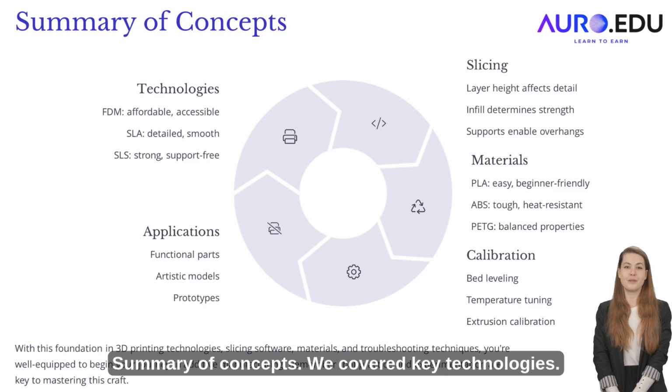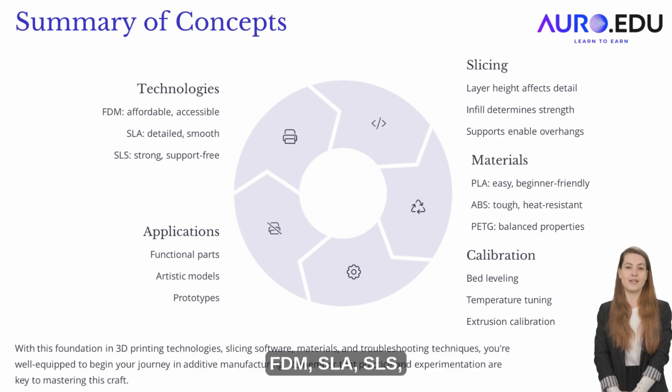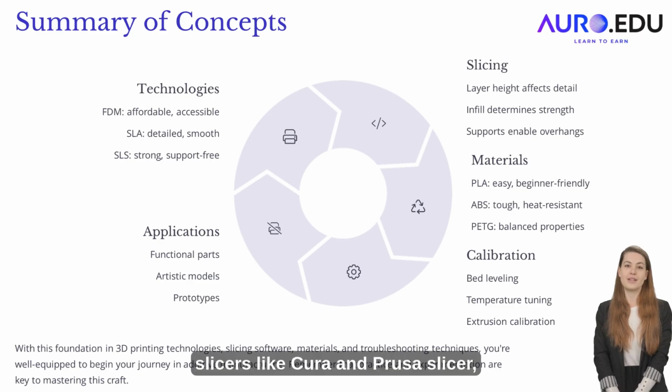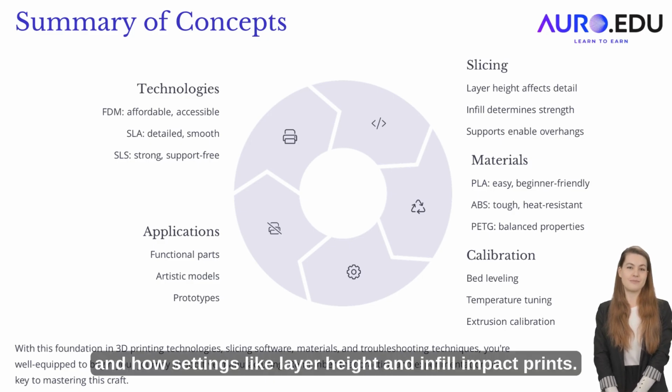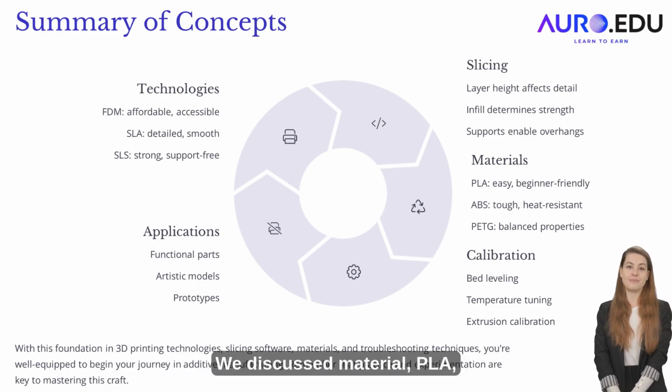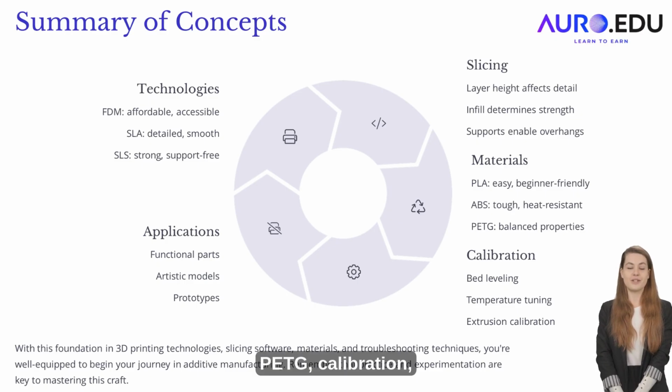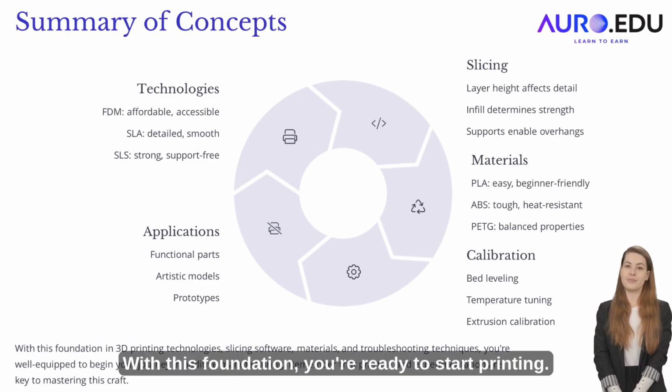19. Summary of concepts. We covered key technologies: FDM, SLA, SLS, slicers like Cura and Prusa Slicer, and how settings like layer height and infill impact prints. We discussed materials: PLA, ABS, PETG, calibration, and common problems. With this foundation, you're ready to start printing.